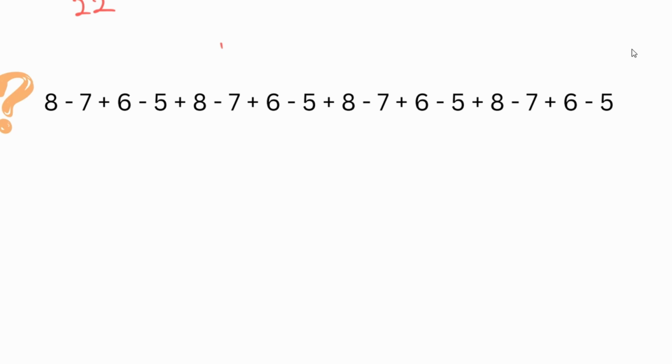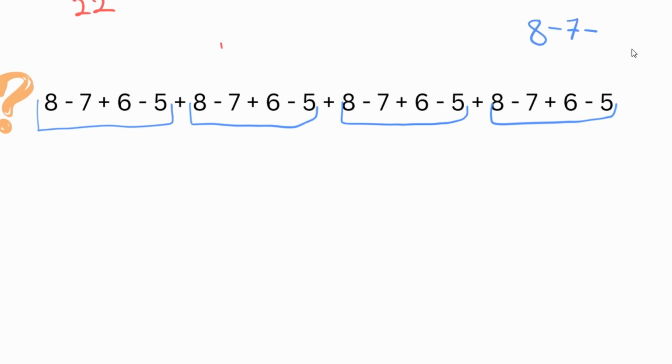Here's our next question. It might seem like it's a lot, but don't forget, math is full of patterns and rules. So let's try to see if there's anything we can spot. 8 minus 7 plus 6 minus 5 plus 8 minus 7 plus 6 minus 5. Seems like all of these are similar, right? So if I do just one of them, I can just add them up, right? So let's do this in here.